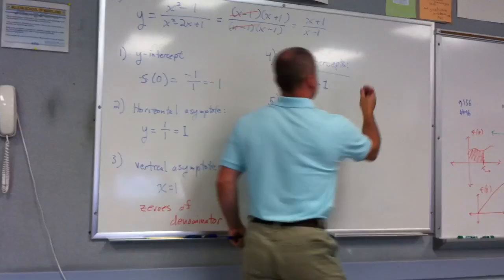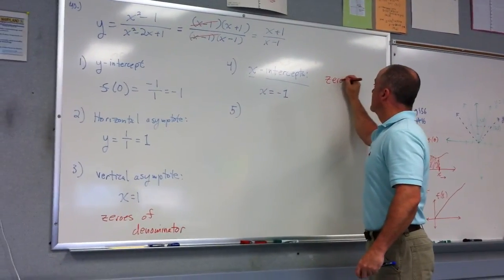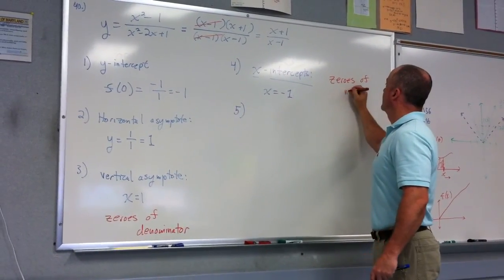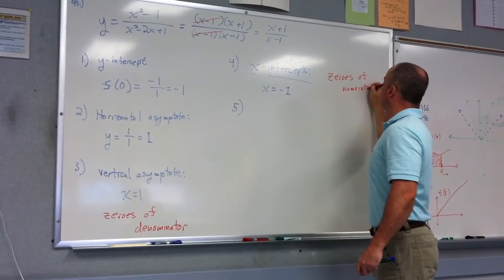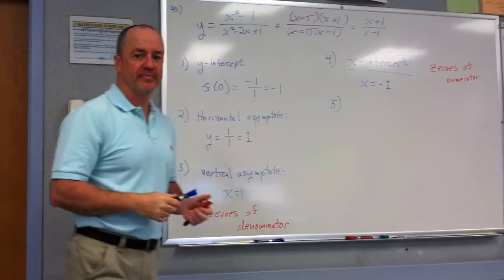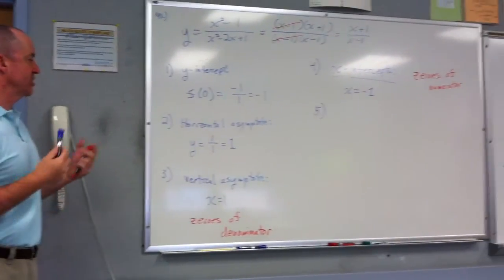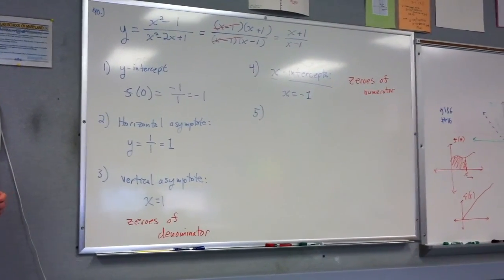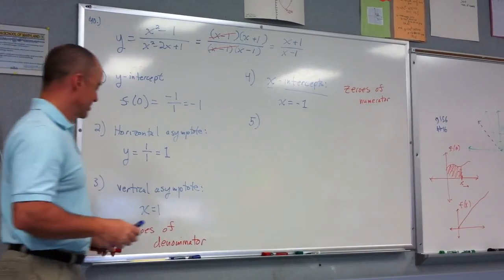And your x-intercepts are the zeros of the numerator. Why don't we do x-intercepts first and all that? I just do it in the order that I find easiest, but it really doesn't matter, as long as you're careful.